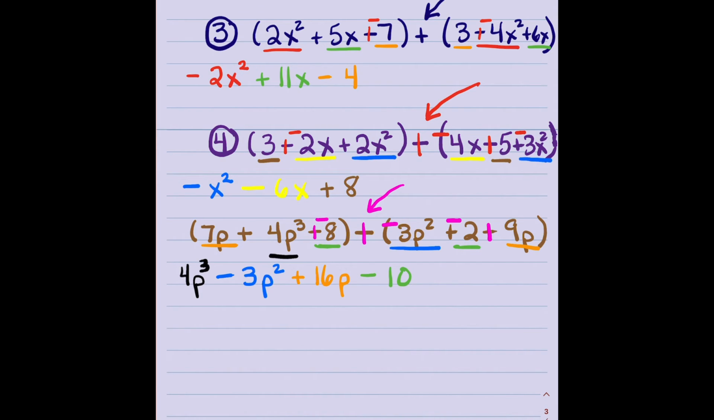So I have 4p to the third minus 3p squared plus 16p minus 10. Leading coefficient is 4. The degree is 3. And we'll just call this a polynomial because it has more than 3 terms.